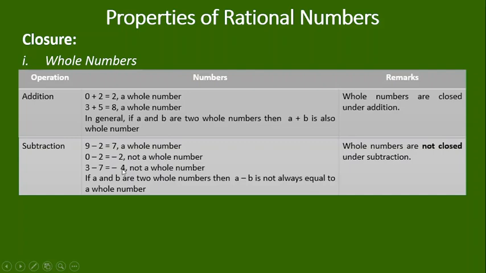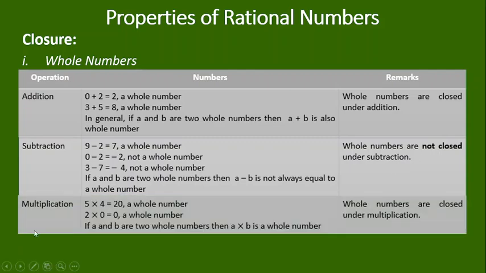It's a negative integer. So now we can say that if two whole numbers A and B are there, then A minus B is not always equal to a whole number. As you can see from the three equations, the first equation is giving us a whole number, but the second equation and the third equation are not giving us whole numbers. So that's why we can say that if we subtract two whole numbers, then the result is not always equal to a whole number. So the remark is whole numbers are not closed under the subtraction operation.